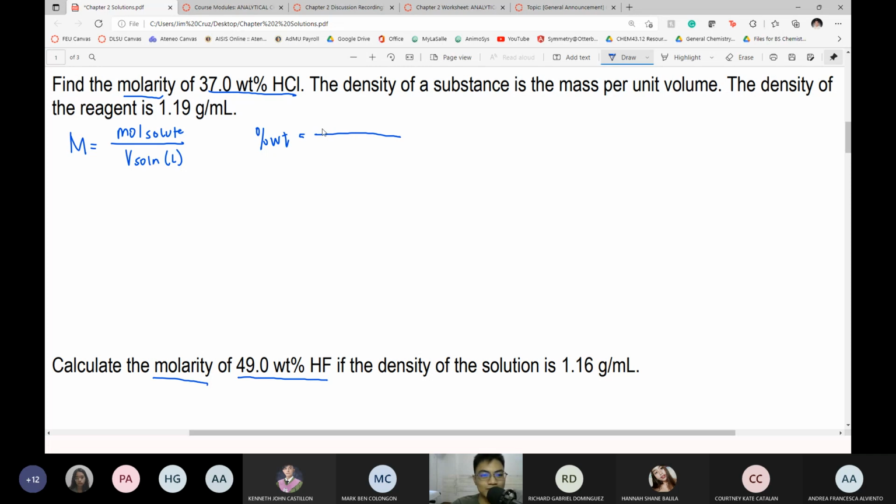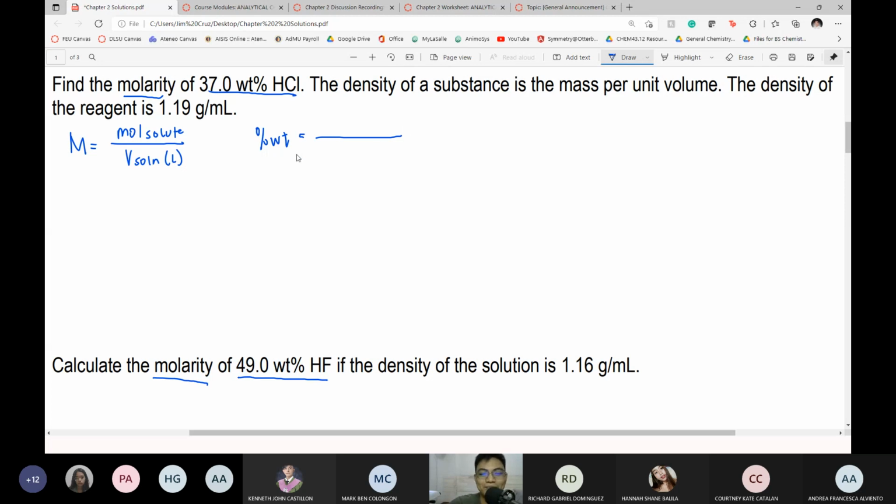Ano kaya yung percent by weight? Ano yung definition ng percent by weight? Wala na rin nagsagot. So, what's the definition of percent by weight? Okay, so wala pa rin nagsasagot. I hope gising kayo, ha?